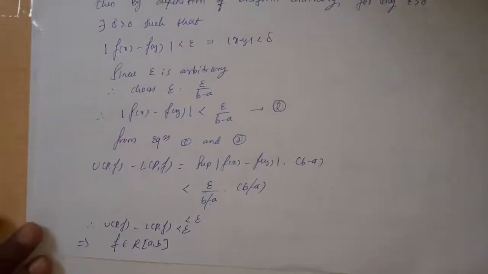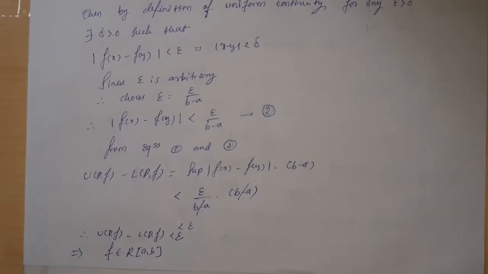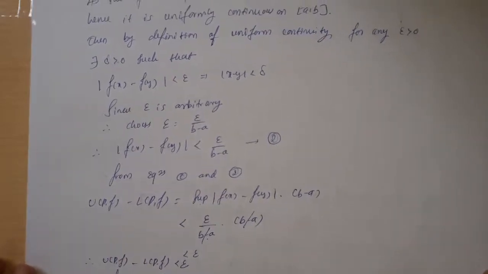Here UPF minus LPF is less than epsilon, which means by using the necessary and sufficient condition for Riemann integrability, we can say that f is R integrable over the interval [a, b]. So therefore it is the required proof. Here we have proved that every continuous function is Riemann integrable. If the function is continuous in a specific interval or any bounded interval, then in the same interval the function is Riemann integrable.